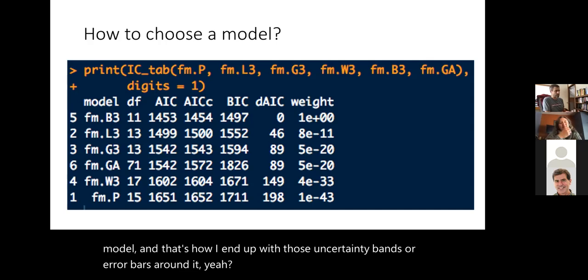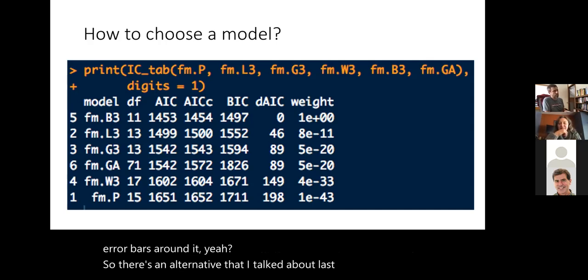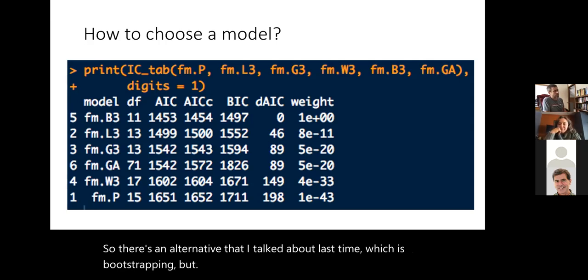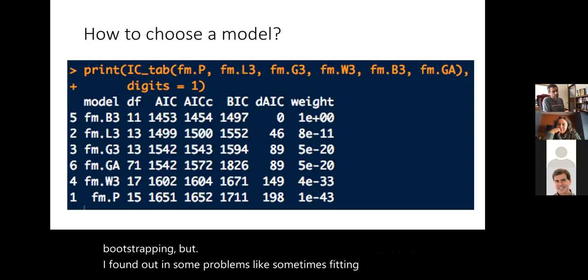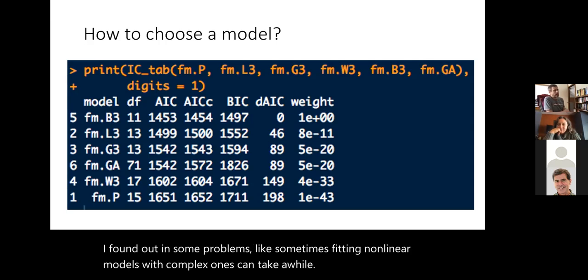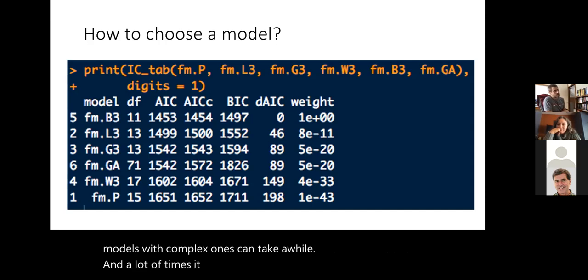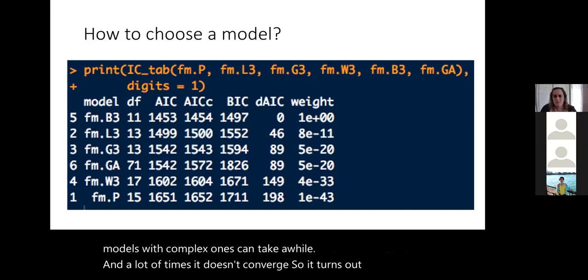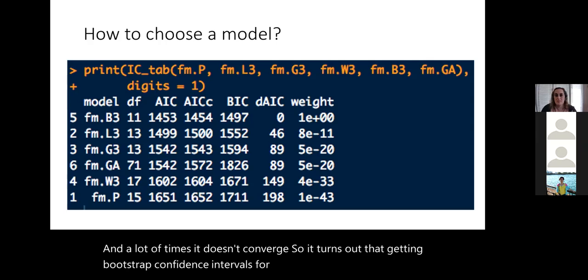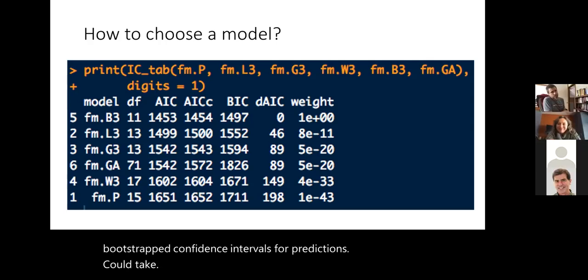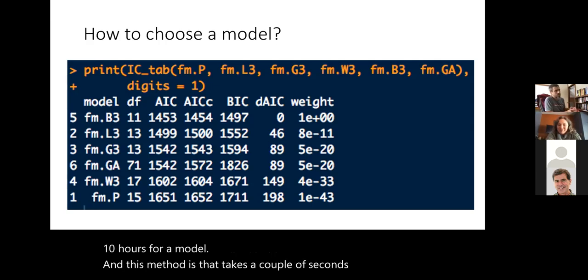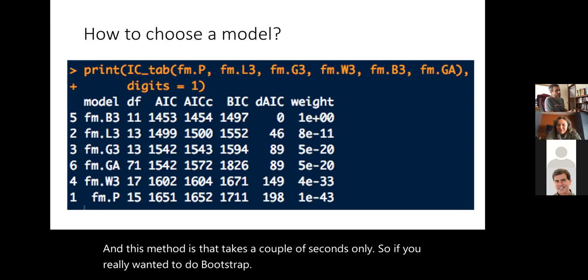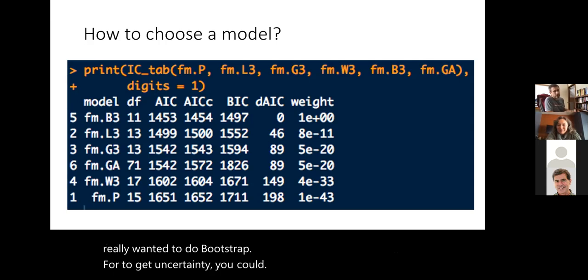So there's an alternative that I talked about last time, which is bootstrapping, but I found out in some problems, like fitting nonlinear models with complex ones, it can take a while, and a lot of times it doesn't converge. So getting bootstrap confidence intervals for predictions could take 10 hours for a model. And this method takes only a couple of seconds. So if you really wanted to do bootstrap to get uncertainty, you could, but it could potentially take a long time. So maybe not every problem deserves that kind of effort.